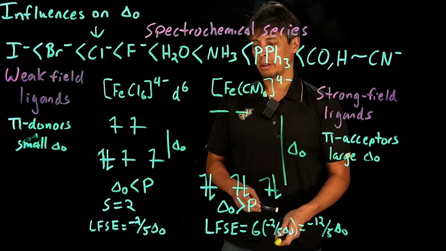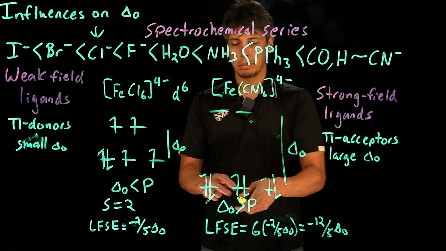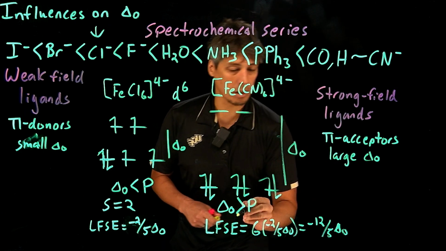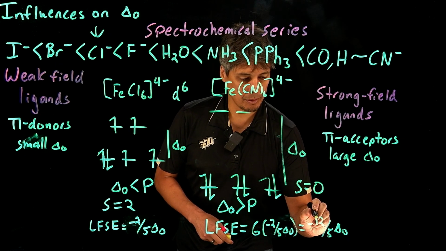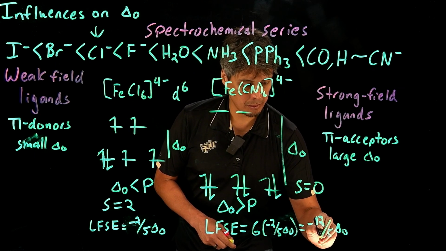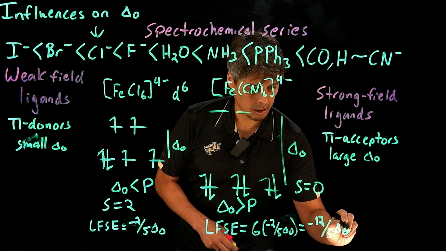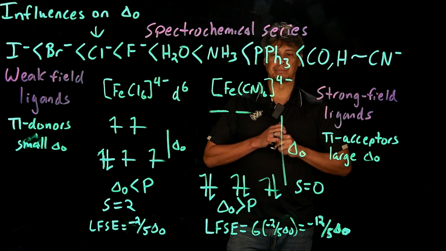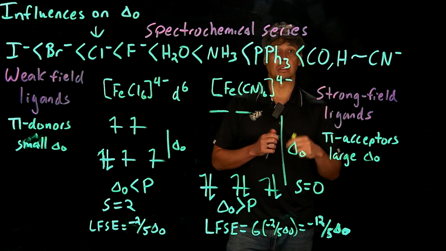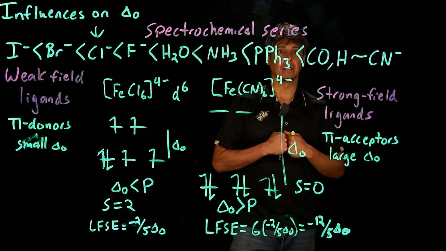Okay? And so what we see is that from the ligand field splitting energies, this has a greater ligand field splitting energy, but we're going to have different spin states between these two. Oh, and I forgot the spin state. The spin state of this is also going to be 0. Okay. And this has consequences for not just the spin state, but also potentially the reactivity of the complexes.